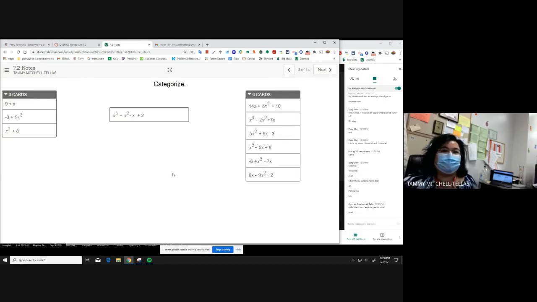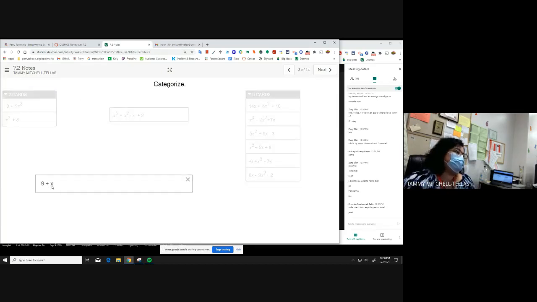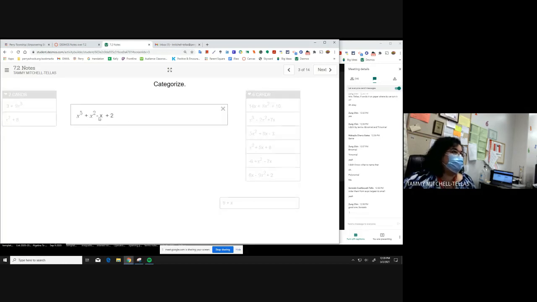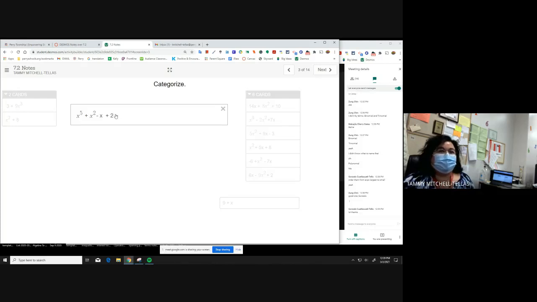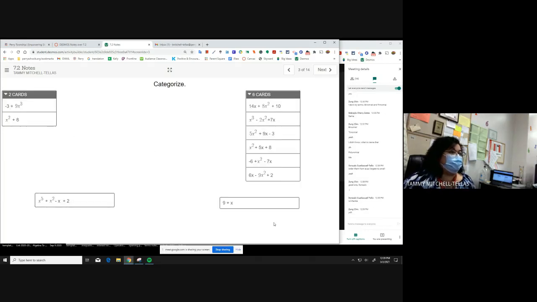Gonzalo did standard form. He said, ordered them from largest exponent to smallest. Okay, so this would not be in standard form because the largest exponent would be this x to the first. So that would be no standard form. So I'm going to put that over here. Is this one in standard form? It goes 5, 2, 1, 0. Is that in standard form? It totally is. So I'm going to start this category here.